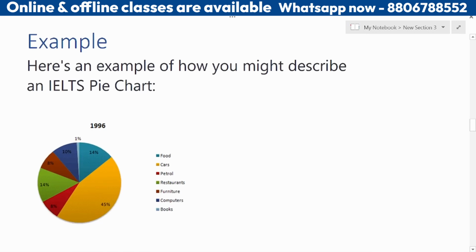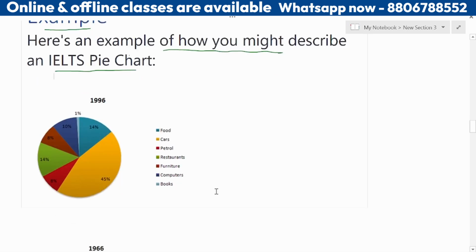Now here's an example which we will look into. So here's an example of how you might describe an IELTS pie chart. So you can see a diagram. This diagram displays a pie chart. This diagram which you can see in the form of a circle is called a pie chart. Okay, and there are various proportions which are described, and according to the color they have been designated.